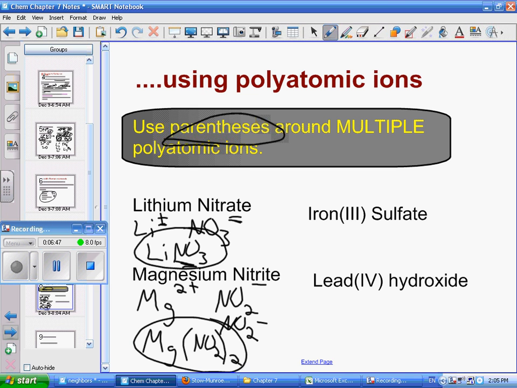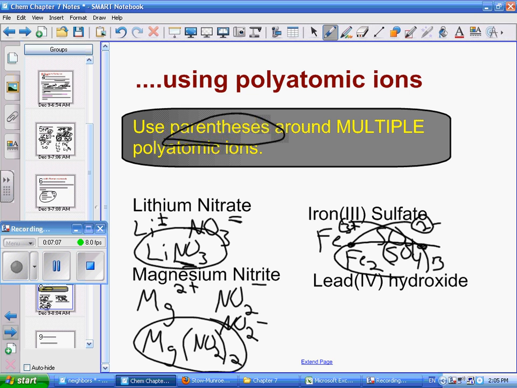Iron 3 sulfate: Fe, 3 plus; sulfate, it's 2 minus. Looks like I got to put the 2 here and the 3 outside here. So it's Fe2, SO4, but I need 3 of them. So I'll put it in parentheses and put the 3 outside. I know it's kind of sloppy here, but you can read it right there.